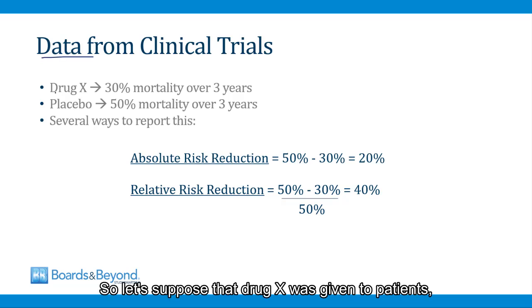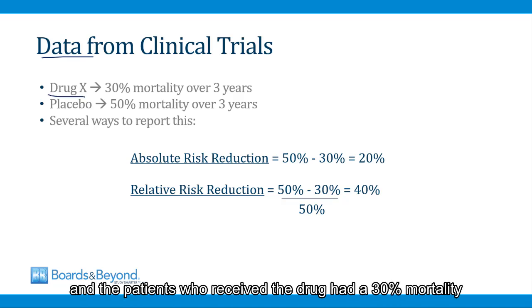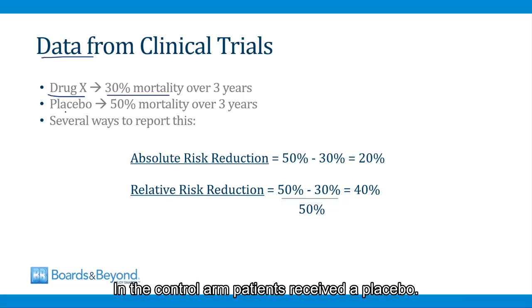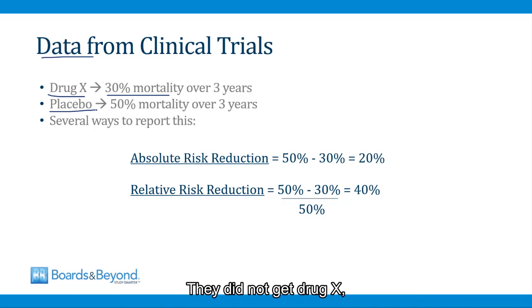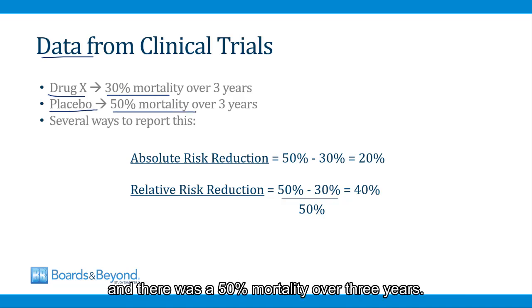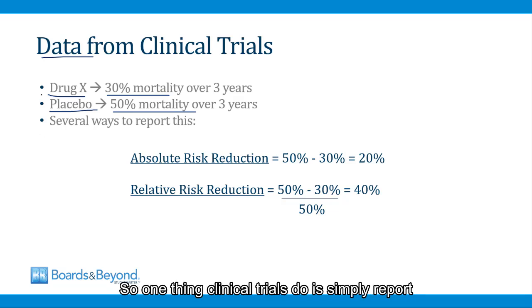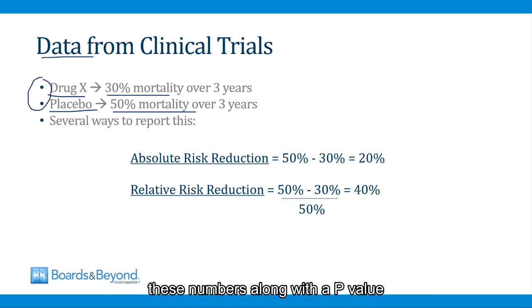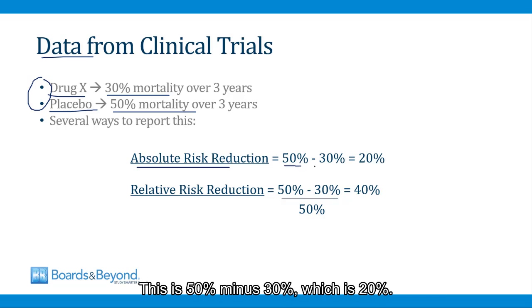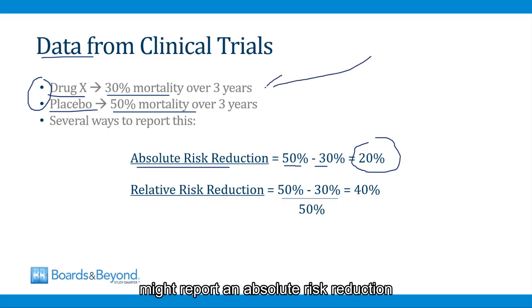So let's suppose that drug X was given to patients, and the patients who received the drug had a 30% mortality over 3 years. In the control arm, patients received a placebo, they did not get drug X, and there was a 50% mortality over 3 years. So one thing clinical trials do is simply report these numbers along with a p-value for the comparison. But there are some other ways that it can be reported, and they're shown on this slide. One is the absolute risk reduction. This is 50% minus 30%, which is 20%. So a clinical trial like this might report an absolute risk reduction for drug X of 20%.